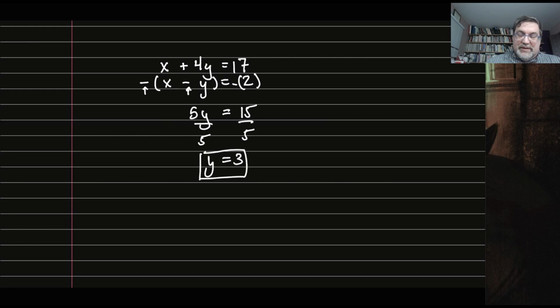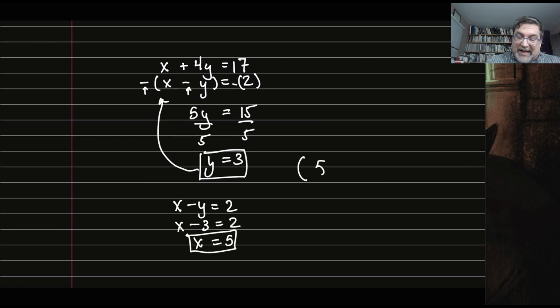And then I can take this and plug it back into one of my other equations to find the x. I'm going to choose the one that has the simplest expressions. So I'm going to choose x minus y equals 2. And I'm going to substitute in the 3. And I'm going to get that x equals 5. So my solution is 5, 3.